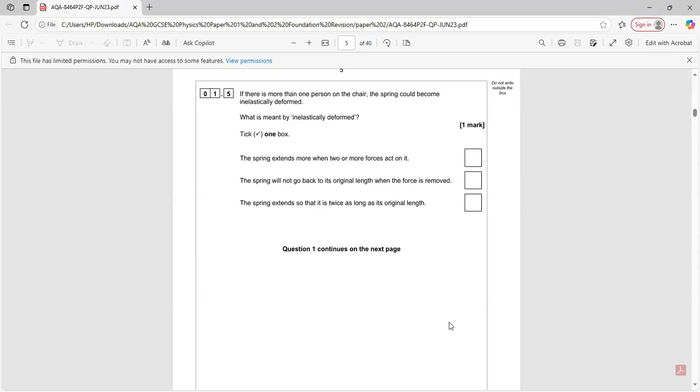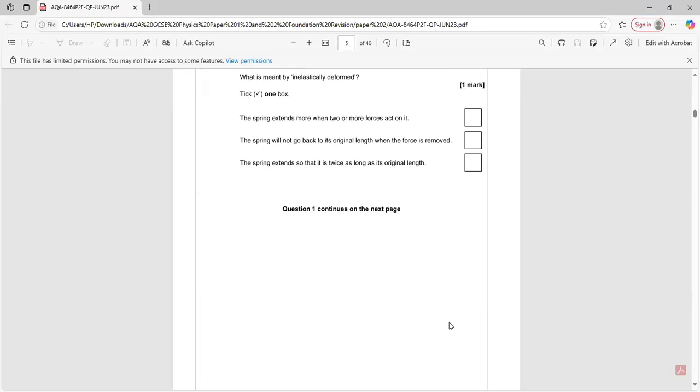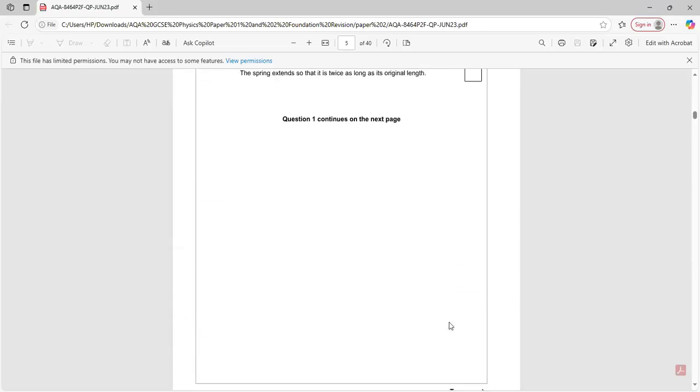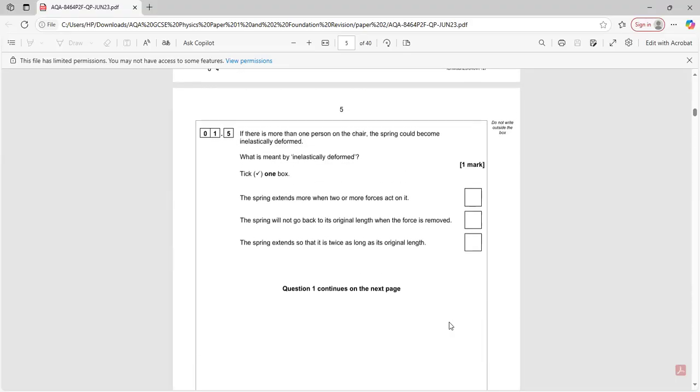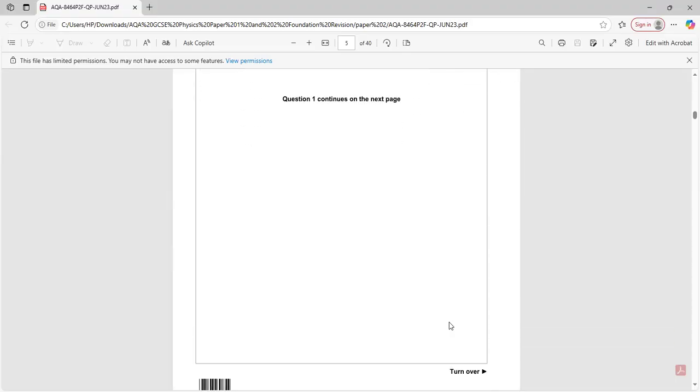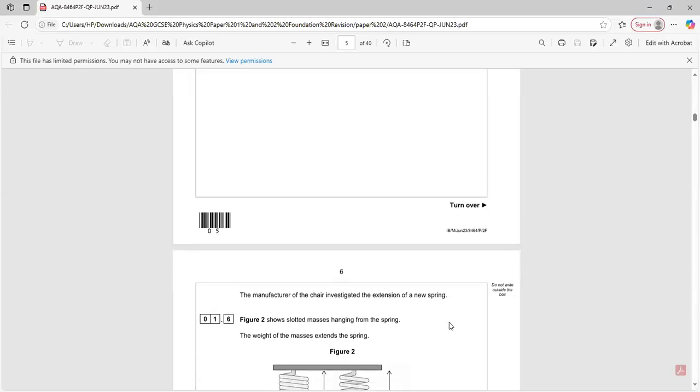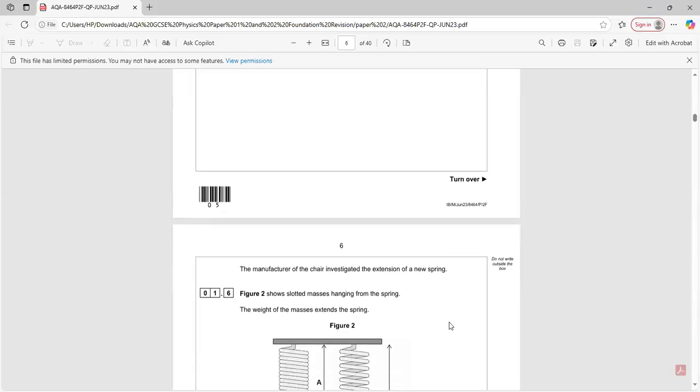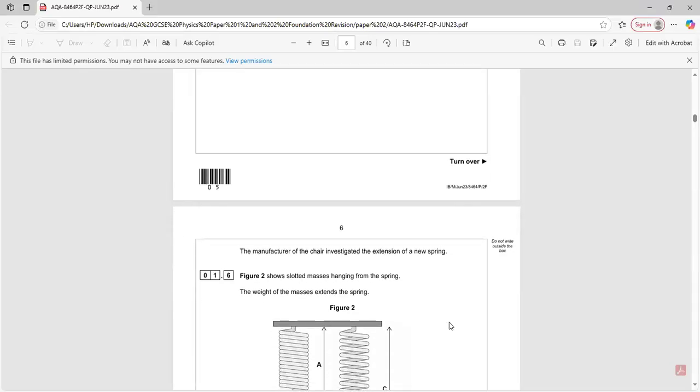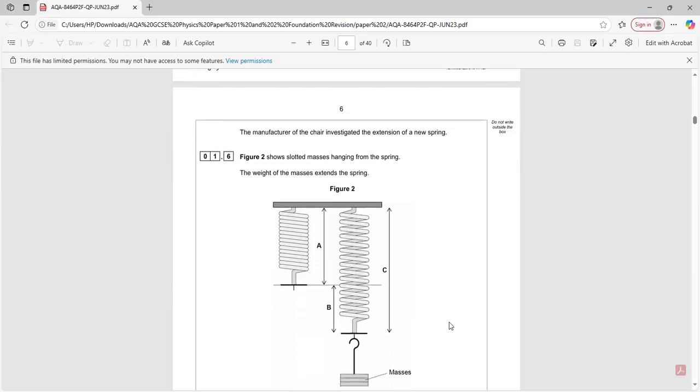Which one would you go with? I went with it will not go back to its original length. Exactly. It will not go back to its original length. That's the whole meaning of it being deformed. And that's what is expected when you remove the force. It's expected that the spring will return to its original length, nothing less than that. But when that doesn't happen, then it's inelastically deformed.